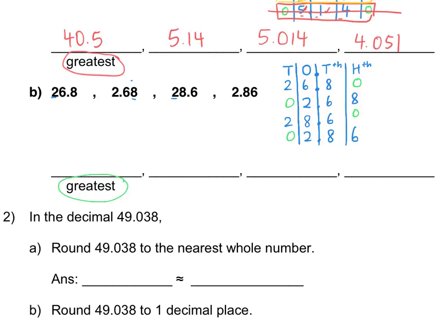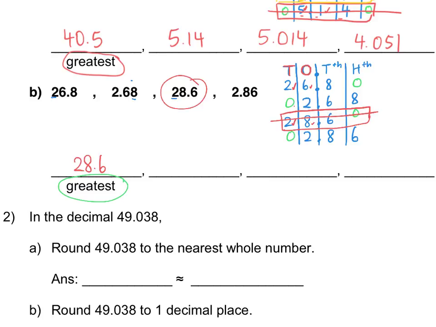Okay, so let's begin. We compare by first looking at the greatest place value, the tens place. Between 2 and 0, which is greater? 2 is greater, so we focus on digit 2. We go on to the ones place. Between 6 and 8, which is greater? 8 is greater. So we have found our greatest decimal, that is 28.6. And we cancel.